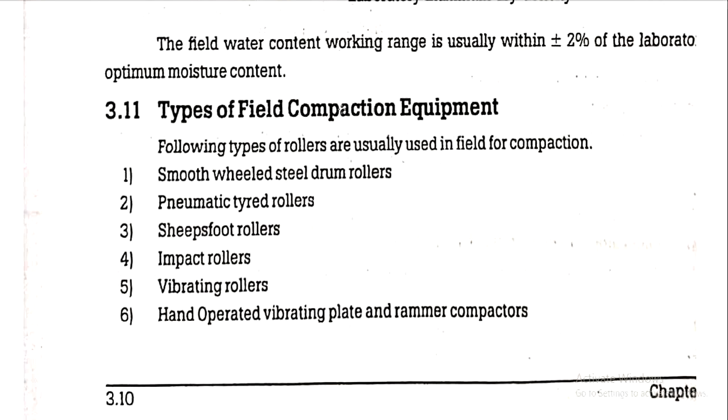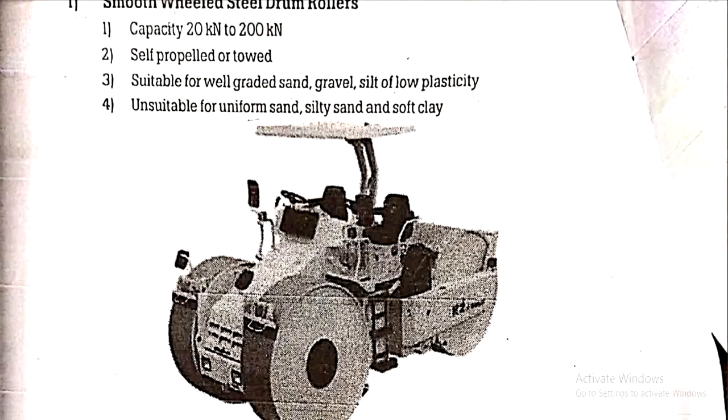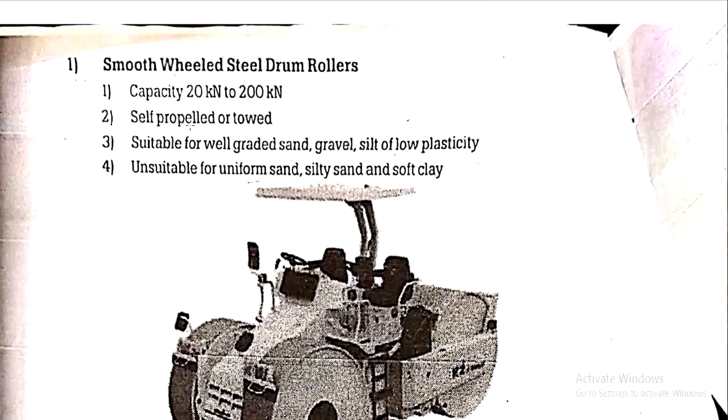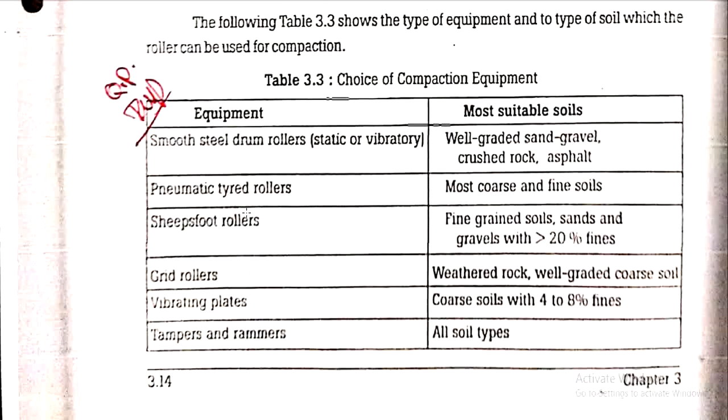Types of field compaction equipment: smooth wheeled and others. These are the equipment and their suitability is given below. You can go through the images and the specification. I will just read out which type of compaction equipment is suitable. Smooth steel drum roller, static or vibratory: well graded sand, gravel, crushed rock, asphalt. For this purpose the smooth steel drum roller is suitable. Similarly, pneumatic tire roller: most coarse and fine soils. This table says about the equipment and their suitability for various types of soils.